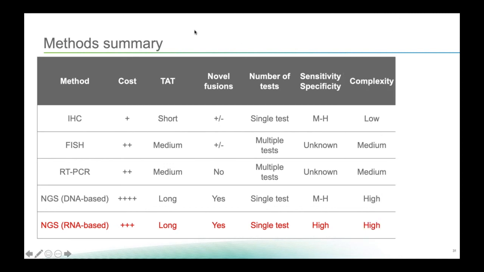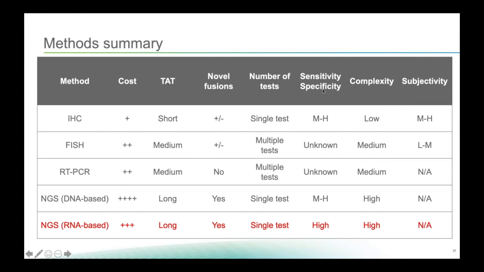And the complexity is also increasing from the top to the bottom. And finally, the subjectivity. So immunohistochemistry and FISH require subjective experts to give their opinion, while real-time PCR and NGS are data-driven and do not require much human intervention for these fusions.